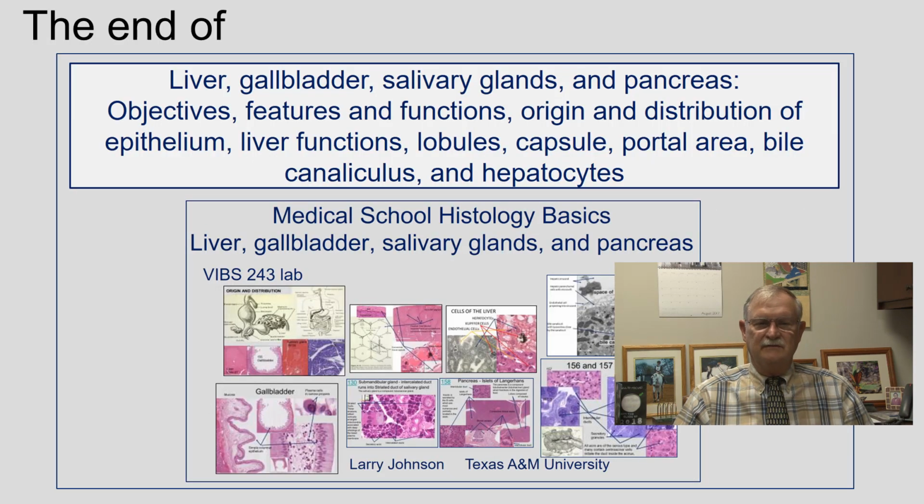This is the end of the liver, gallbladder, salivary glands, pancreas. That is objective, features and functions, origin, distribution of epithelium, liver function, portal area, canaliculus, and hepatocytes.